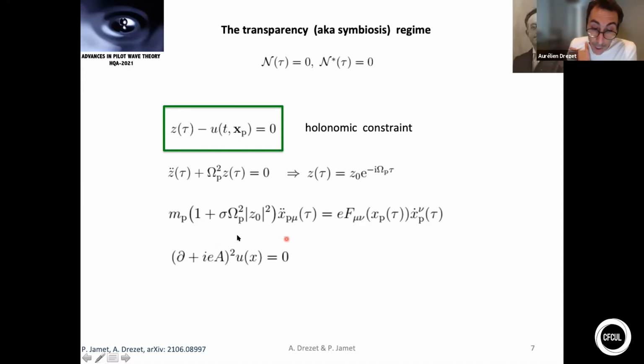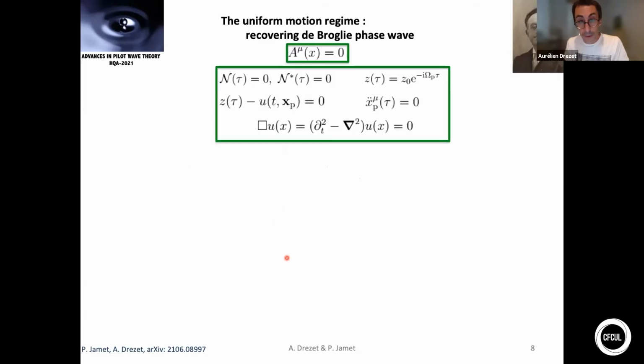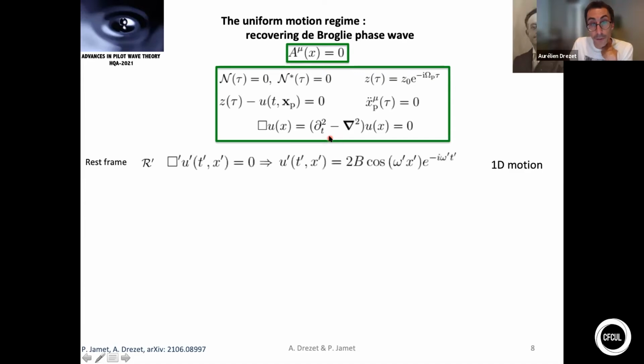And finally, you have a wave equation, which is a bit like the D'Alembert equation or the Klein-Gordon equation, if you want, but there's no mass term. It's important to observe that in this equation. So what can we do with this? The first thing is to recover the uniform motion that was studied by de Broglie originally. For this, we remove the external field, the acceleration vanishes, and the wave equation is simply the D'Alembert equation.